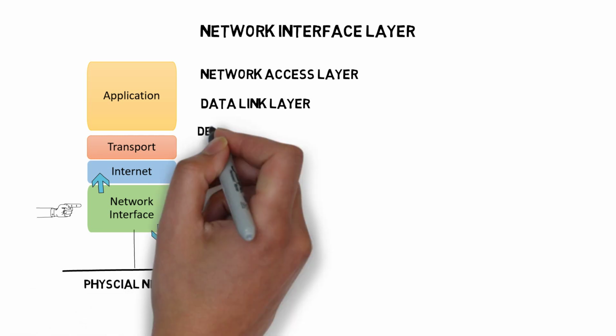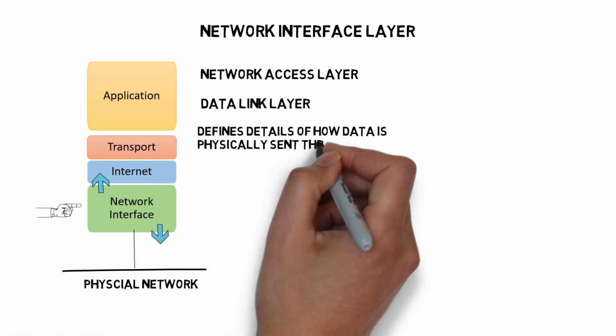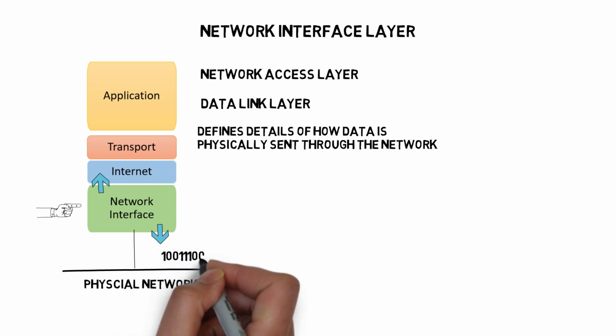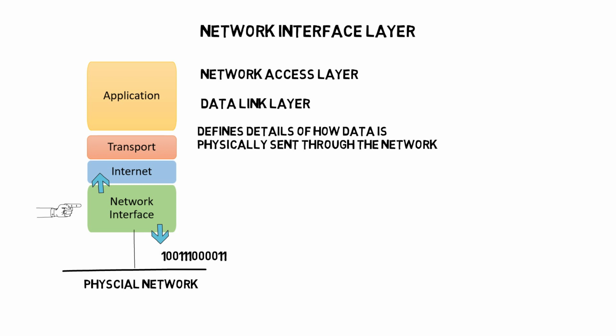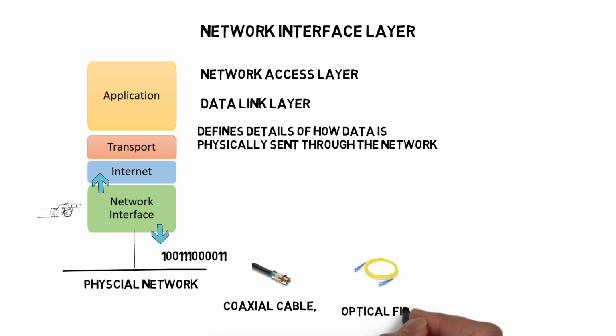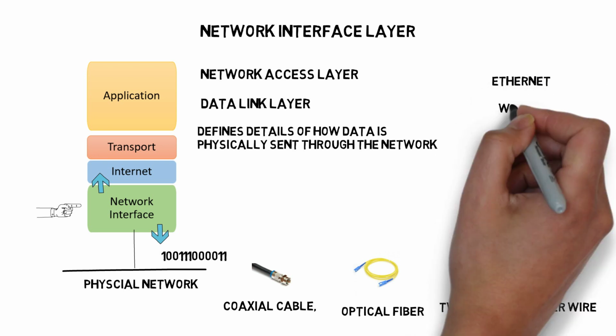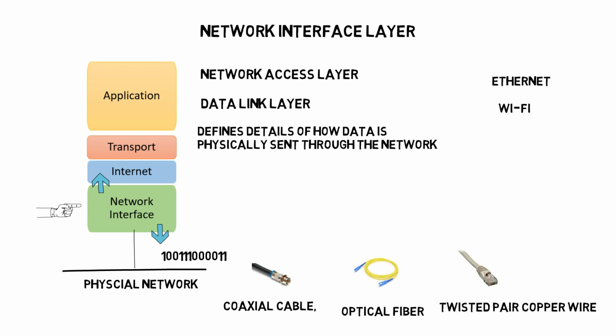This layer defines details of how data is physically sent through the network, including how bits are electrically or optically signaled by hardware devices that interface directly with the network medium, such as coaxial cable, optical fiber, and twisted pair copper wire. It helps you to define details of how data should be sent using the network. Ethernet and Wi-Fi are some examples of network interfaces of this layer.